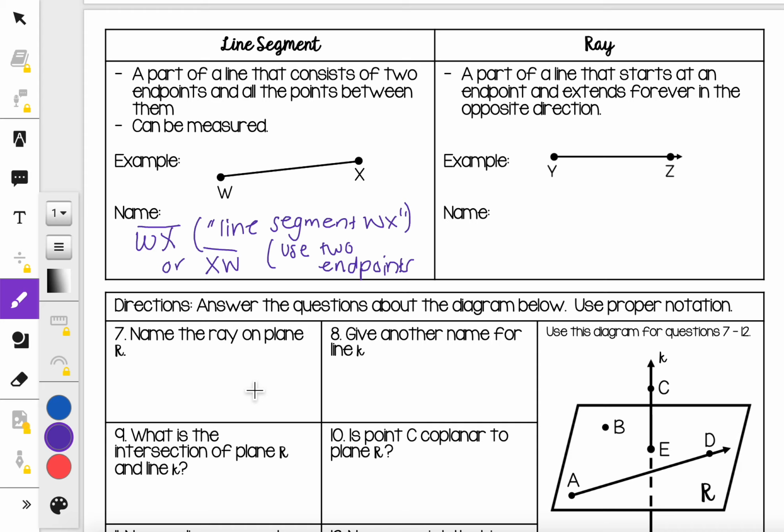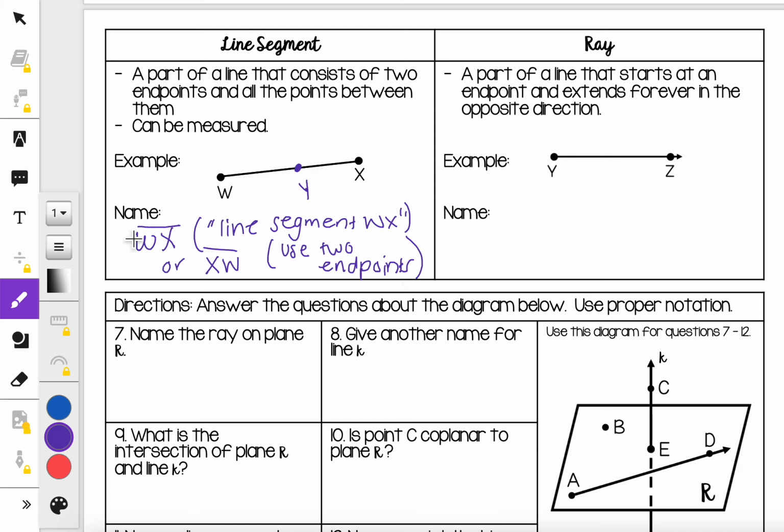Okay, sometimes when you're looking at a line, you have more than 2 points, right? So if I added point Y here, I have to use the endpoint so that I know which piece I'm talking about. So if I was talking about line segment WY, it would just be this piece here, where WX is going to be the whole thing from start to finish, okay, from endpoint to endpoint.